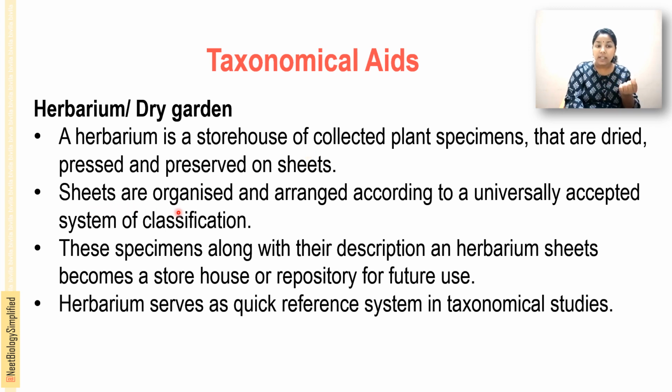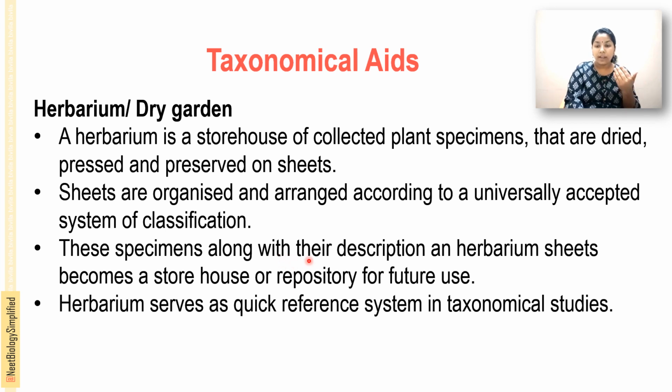These sheets are organized, grouped and arranged according to a universally accepted system of classification. And these specimens, along with their description and herbarium sheet, become a storehouse or repository for future use. We can use these herbarium sheets for the study or description of the specimen in the future.